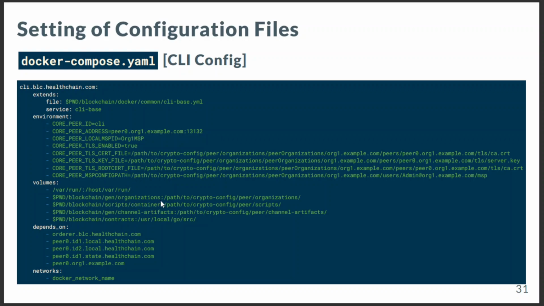So the volumes include the crypto config directory, the scripts directory, the channel artifacts. So this channel artifacts directory actually contains the files for the Genesis block and the channels. And finally, the blockchain contracts. So the smart contracts, we have to upload the smart contracts to this Docker CLI container from where it can be installed. And it depends on every peer and the orderer. Unless the peers and the orderers start, the CLI container won't start. And the network, of course, the Docker network name.